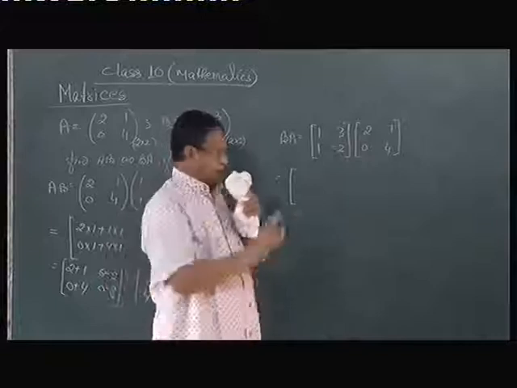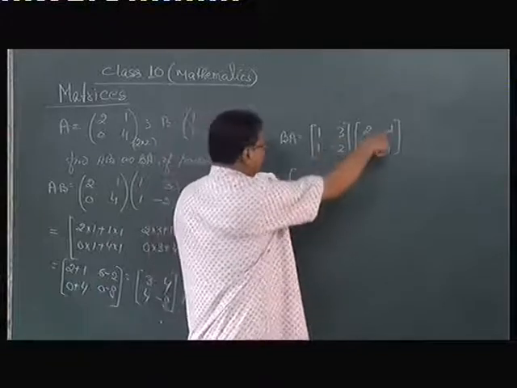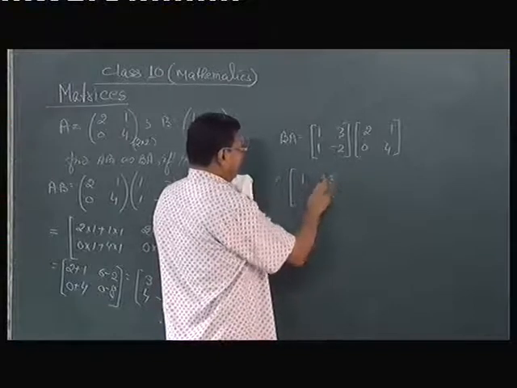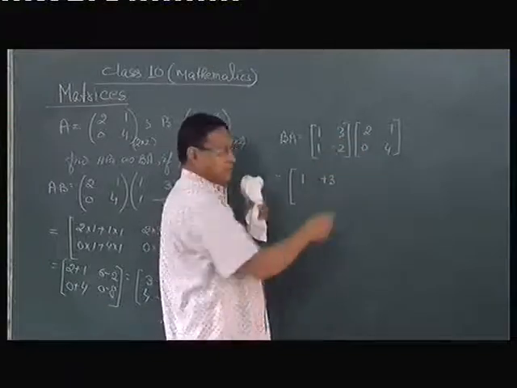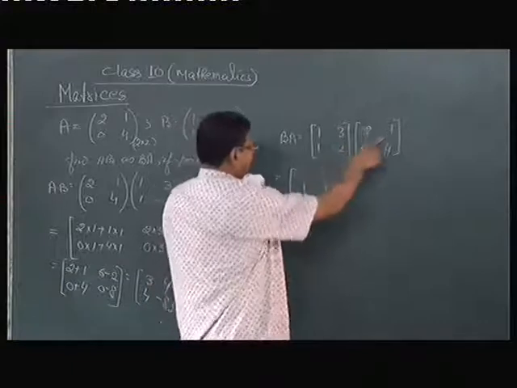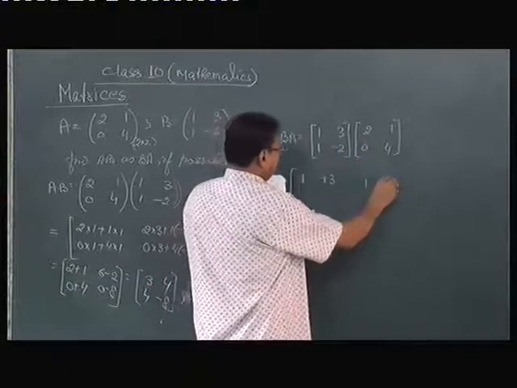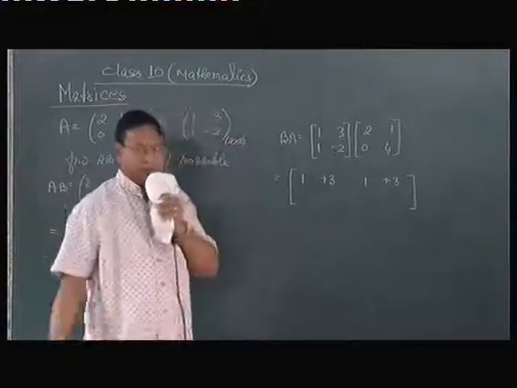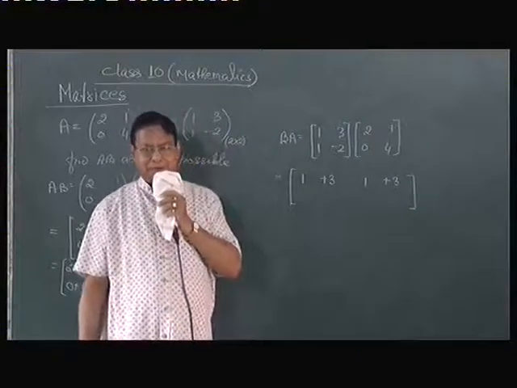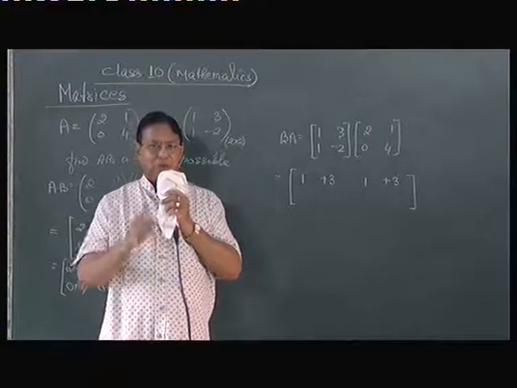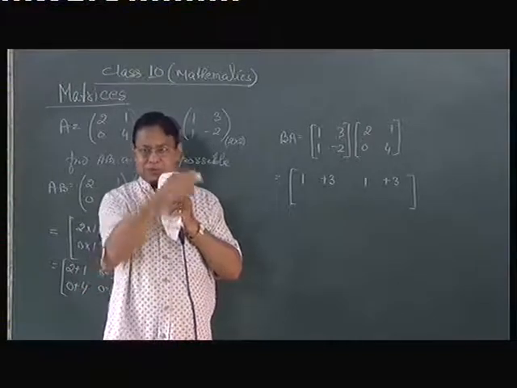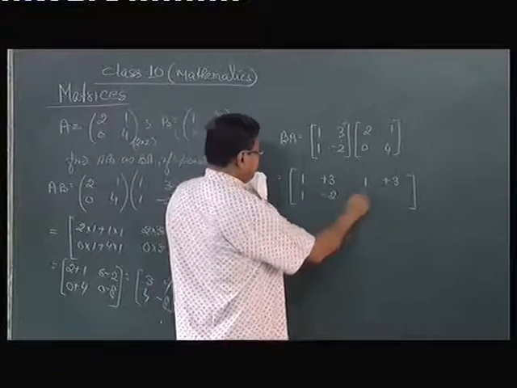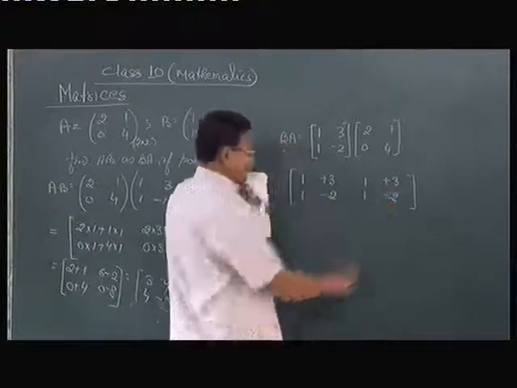Right? I repeat, first row with the first column, first row with the second column. So every time you have to look for 1 into 2 plus 3 into 0, then 1 into 1 plus 3 into 4. I'm not doing that. I wrote 1 and 3 twice. Now why twice? Because the product will have 2 columns. So I wrote it twice. And then 1 minus 2, 1 minus 2.